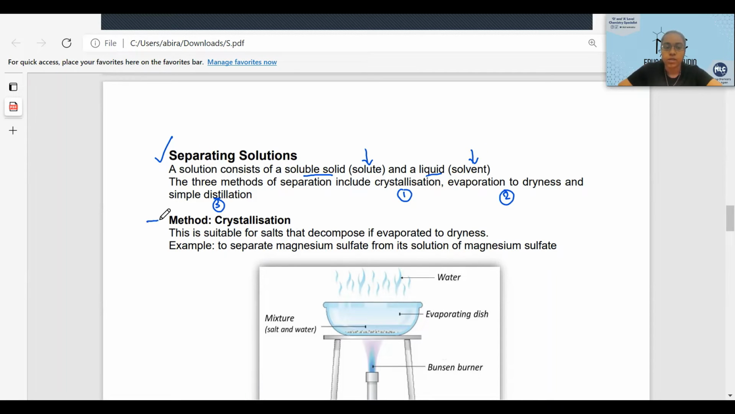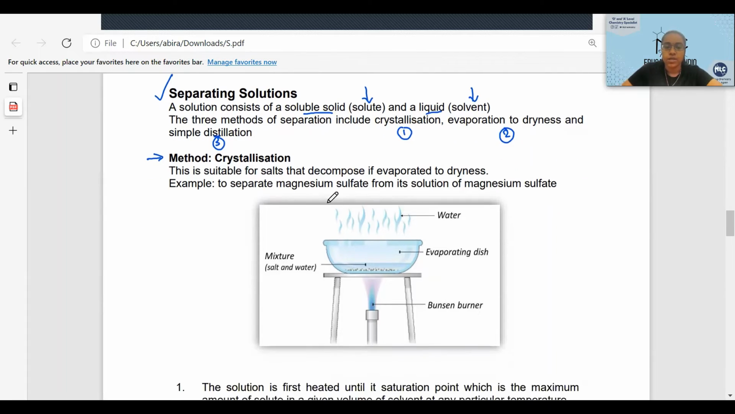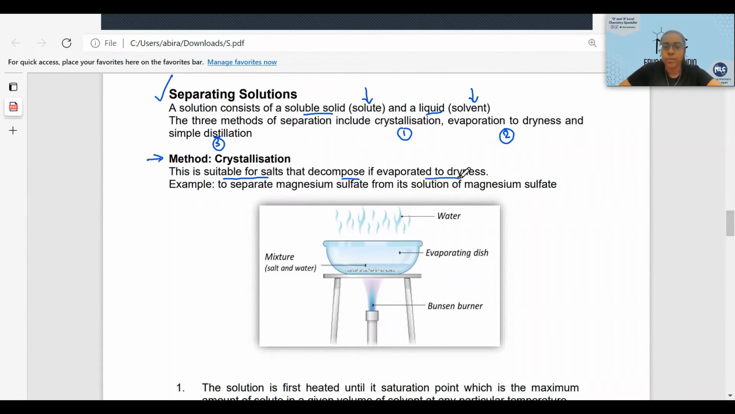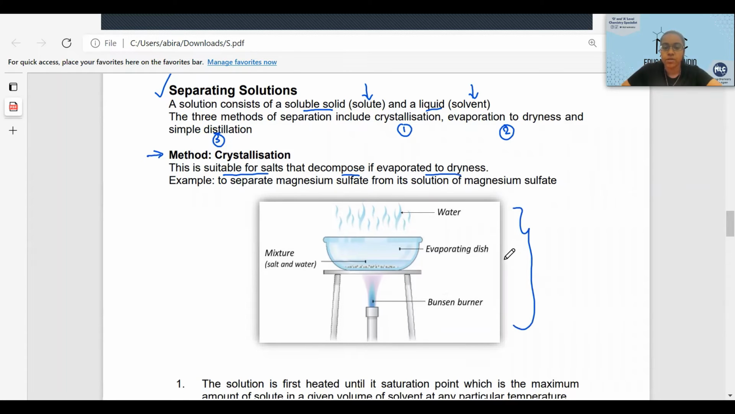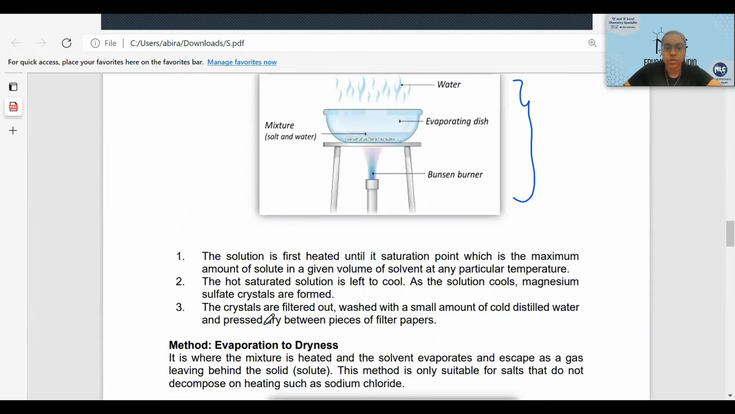Let's talk about crystallization first. Crystallization is suitable for salts that decompose if evaporated to dryness is used. This is how your crystallization setup will look like. One thing important to note is that once your crystals are filtered out, you need to wash with a small amount of cold distilled water and press dry between pieces of filter paper.